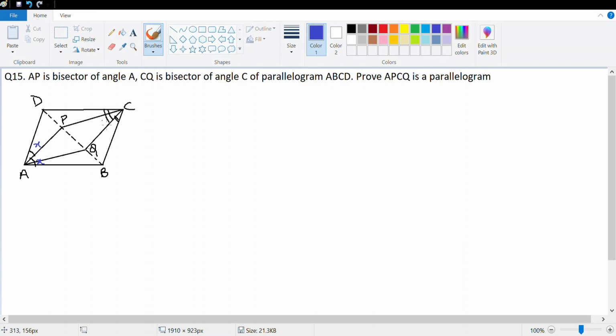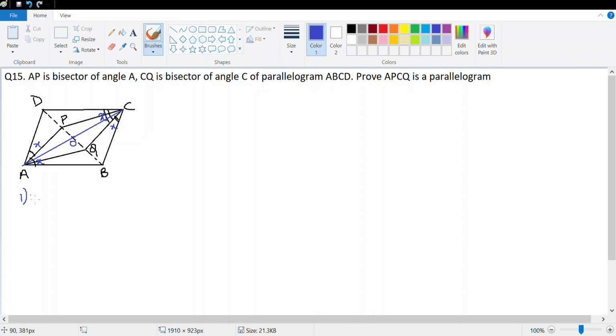opposite angles of a parallelogram are equal, which means this will also be X, this will also be X. Let's try and join AC now and see how does it help us and move from there. So I've just joined the two diagonals and the point of intersection of the diagonals be O. So let's see what we can write.